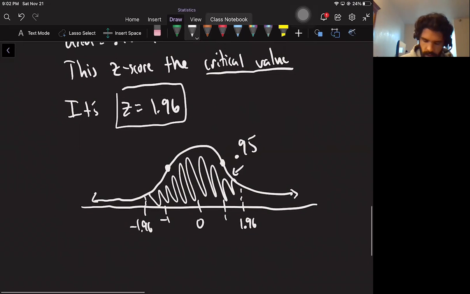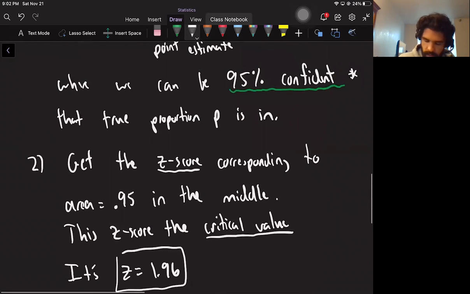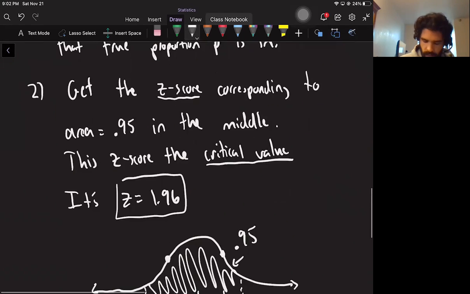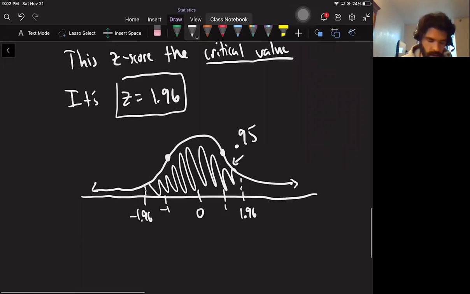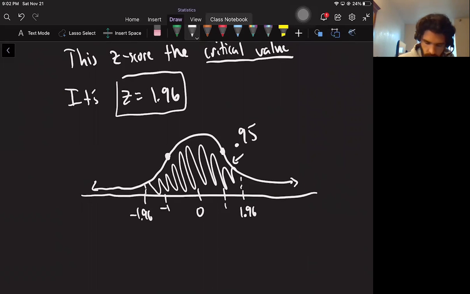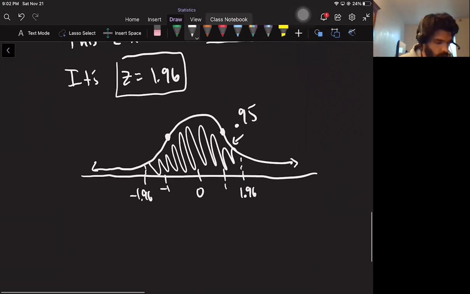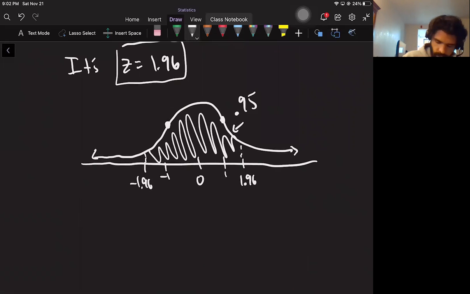So if it was a 90% confidence level, then it wouldn't be 1.96, it would be something else, corresponding to 90% area. So then we have to introduce even more terminology. People also use this terminology called alpha.